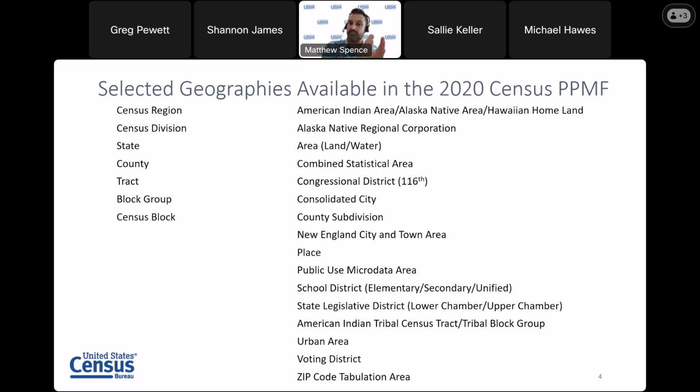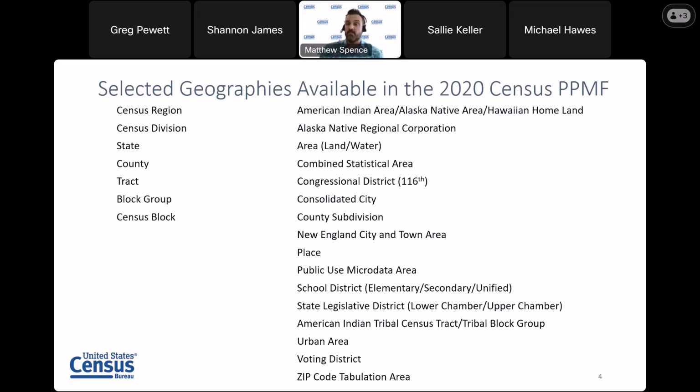Within tracts, we have block groups, which can be very small groupings of census blocks. And then finally, we have census blocks. Those are sometimes called the geographic spine, and those have had accuracy targeted for them. We'll talk more about what that means, but just know that those are the standard census geographies that a lot of people are familiar with.